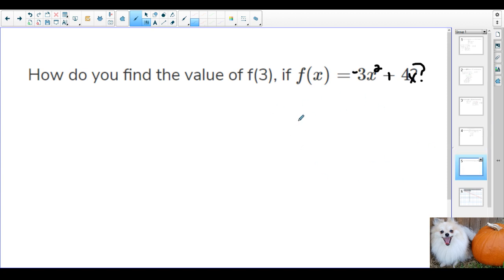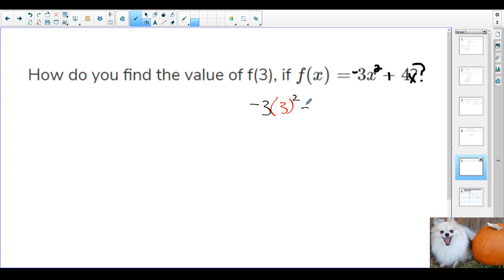Okay, look at this cleverly written, totally different question. What is the value of f of 3 if f of x is negative 3x squared plus 4x? Whoa, it's a brand new question, never been seen before. So same idea as before. I'm going to take this original, and anytime I see x, I'm going to put 3.